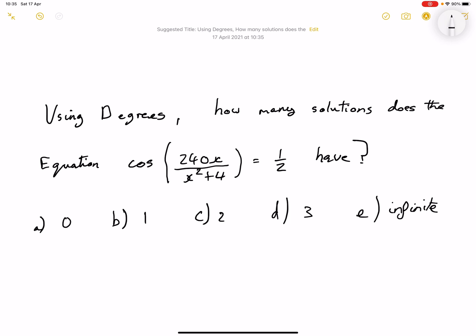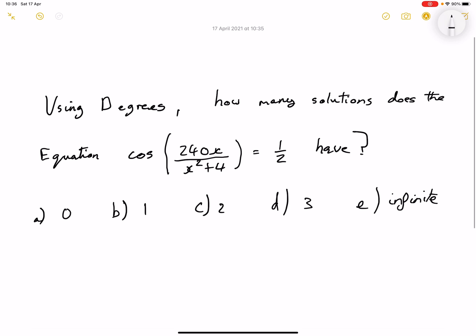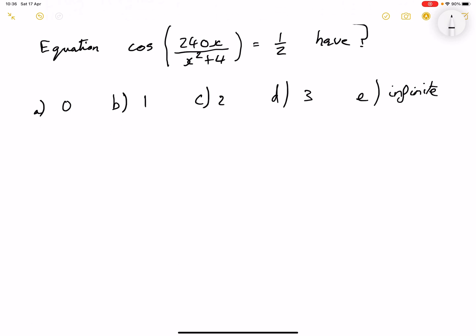Today we're going to be doing a maths problem from the online Oxford Maths Club. We're asked to find how many solutions for x the equation cos of 240x over x squared plus 4 equals 1/2 has. And we're given 5 options.